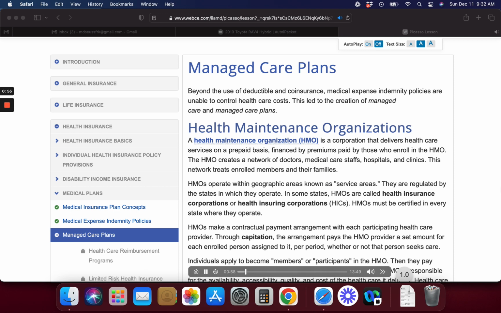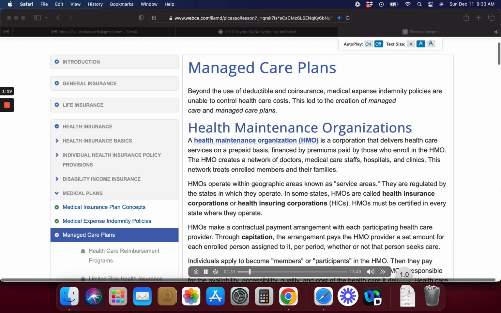HMOs make a contractual payment arrangement with each participating healthcare provider. Through capitation, the arrangement pays the HMO provider a set amount for each enrolled person assigned to it, per period, whether or not that person seeks care. Individuals apply to become members or participants in the HMO. Then they pay premiums to the HMO every month, quarter, half year, or year. The HMO is responsible for the availability, accessibility, quality, and cost of the healthcare it delivers.